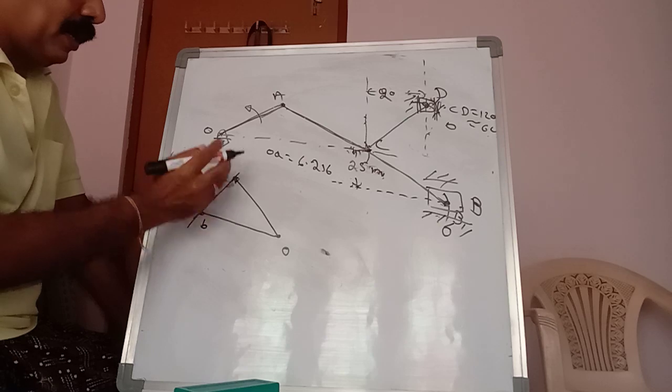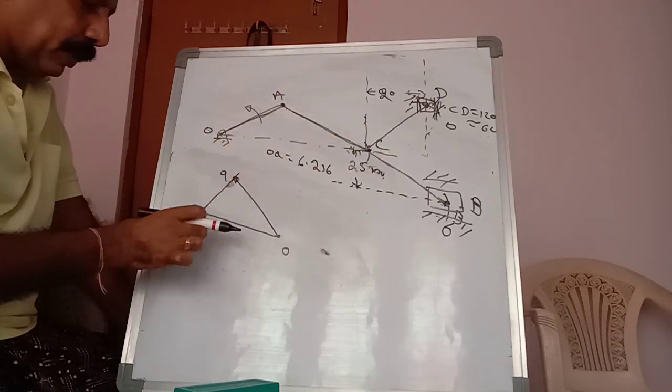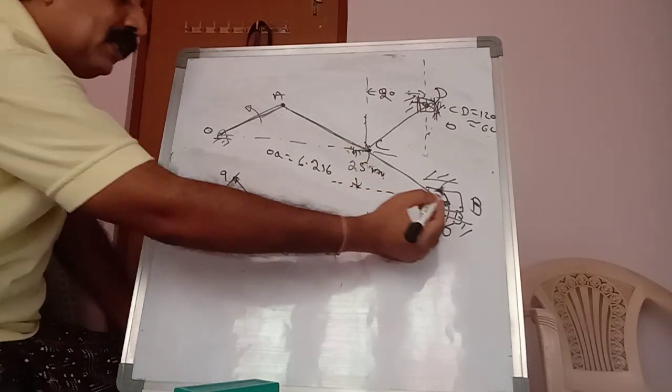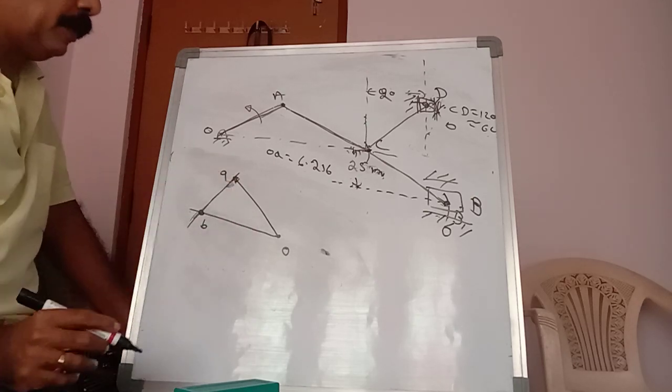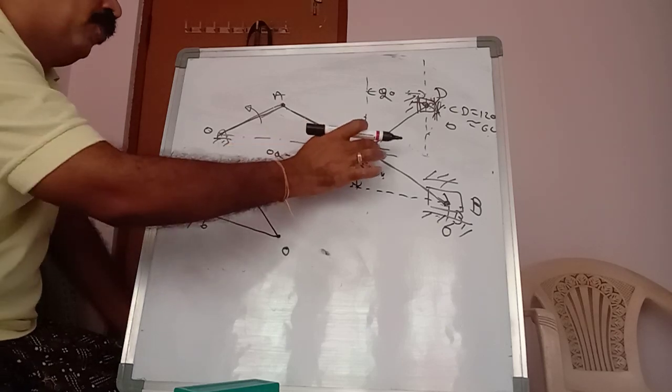First draw OA, and after OA, we have to draw a line perpendicular to the capital AB. So this is the capital AB line. Because of the slider, from O draw a horizontal line, because the slider moves horizontally. The intersection of this line and this line gives the point B. So O is known, A is known, small b is known. Now we have to find out C.